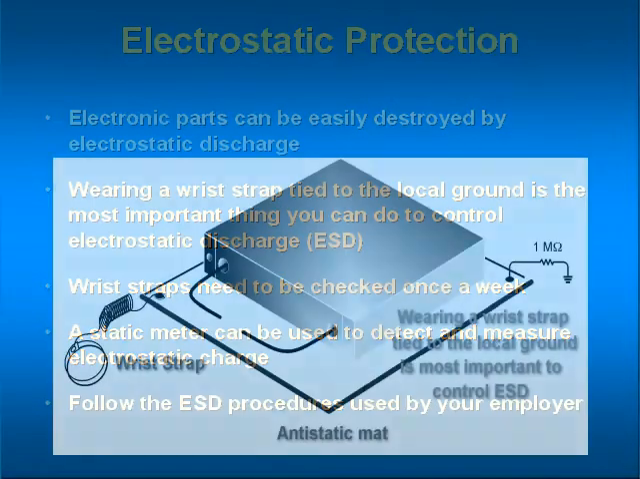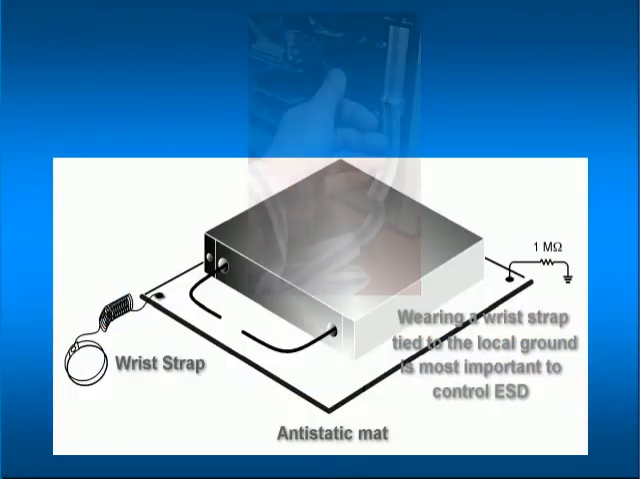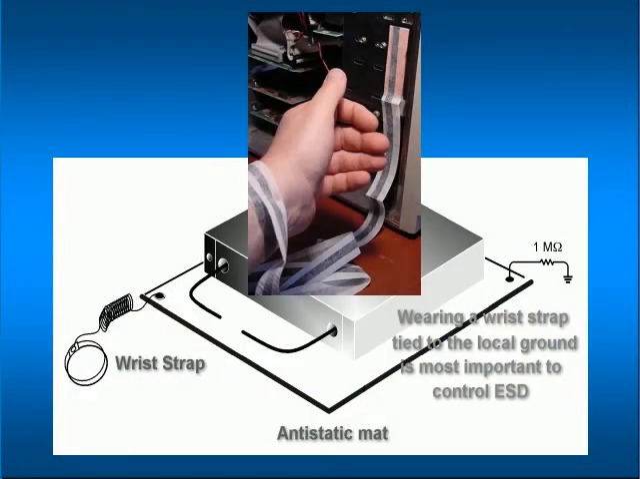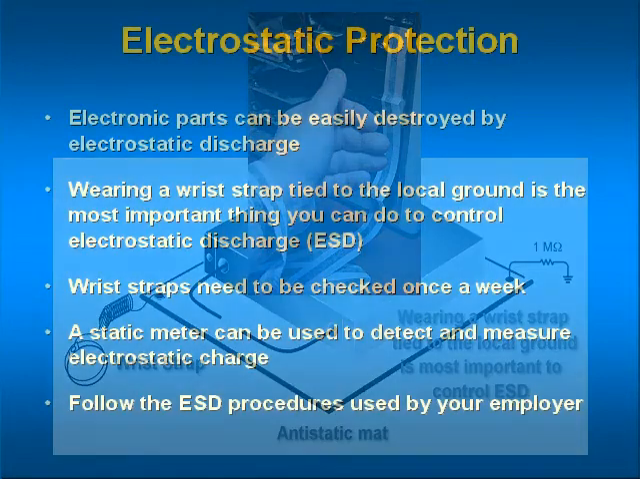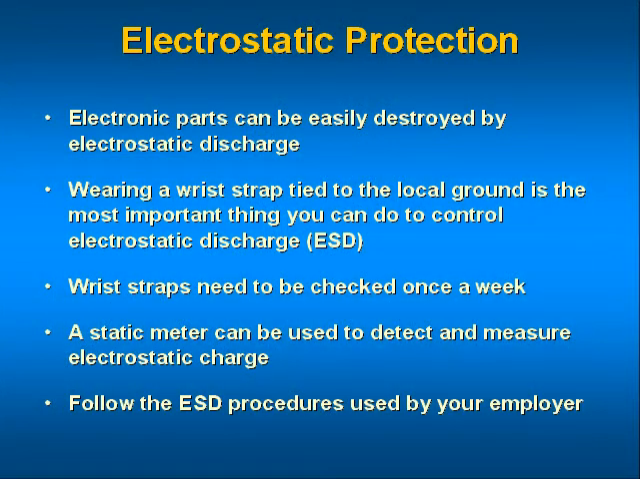Wearing a wrist strap tied to the local ground is the most important thing you can do to control electrostatic discharge, ESD. Wrist straps need to be checked at least once a week. A static meter can be used to detect and measure the presence of electrostatic charge. Most employers will have procedures for dealing with ESD in their environment. Follow the ESD procedures used by your employer.